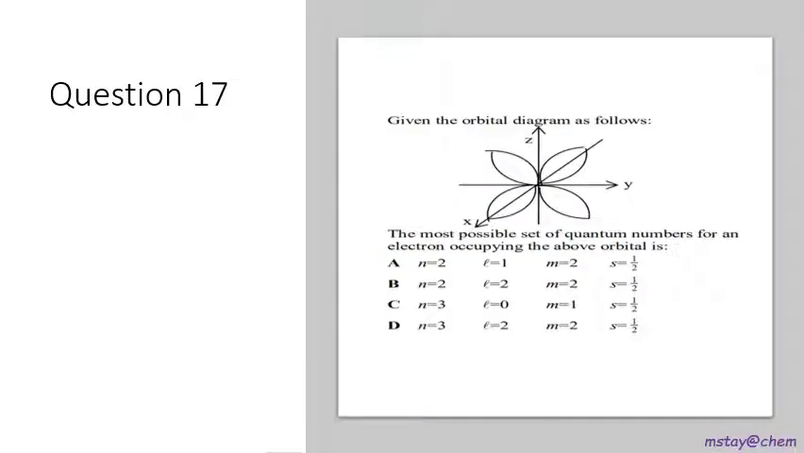Question 17. Given the orbital diagram as follows, the question asks us to determine the quantum number. Based on the shape of the orbital diagram, we know this one refers to 3d. So when it is 3d, it means that n equal to 3, l equal to 2, and then the possible answer for m_l equal to 2 is possible, positive 2, and the spin quantum number possible, s equal to positive half. So the answer is D.